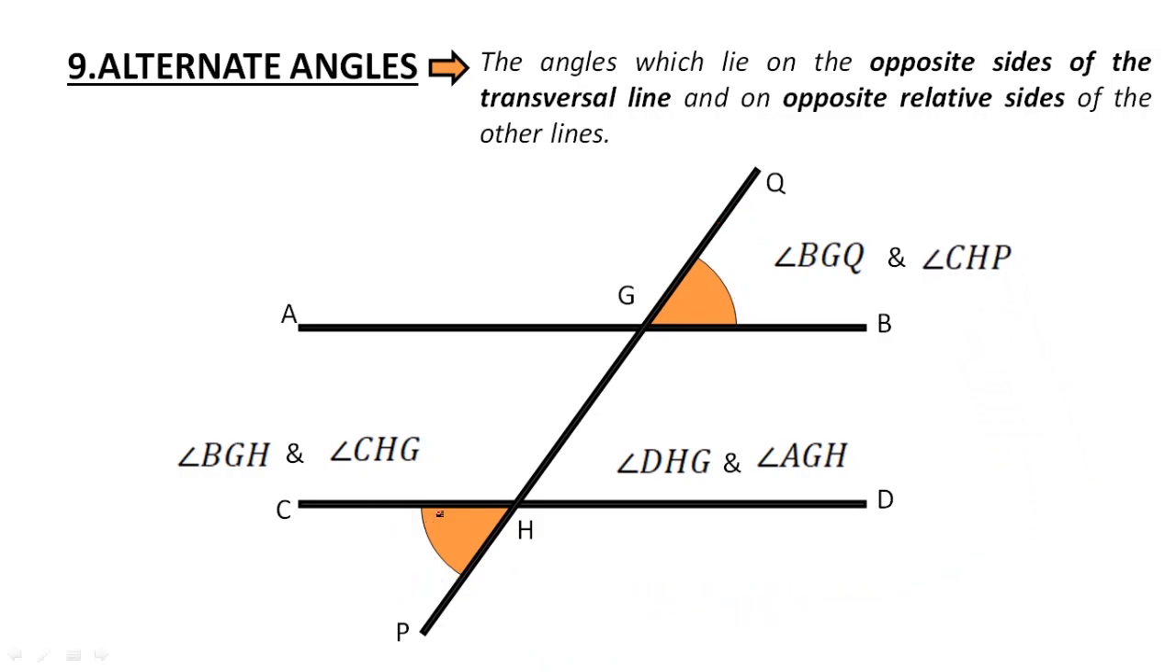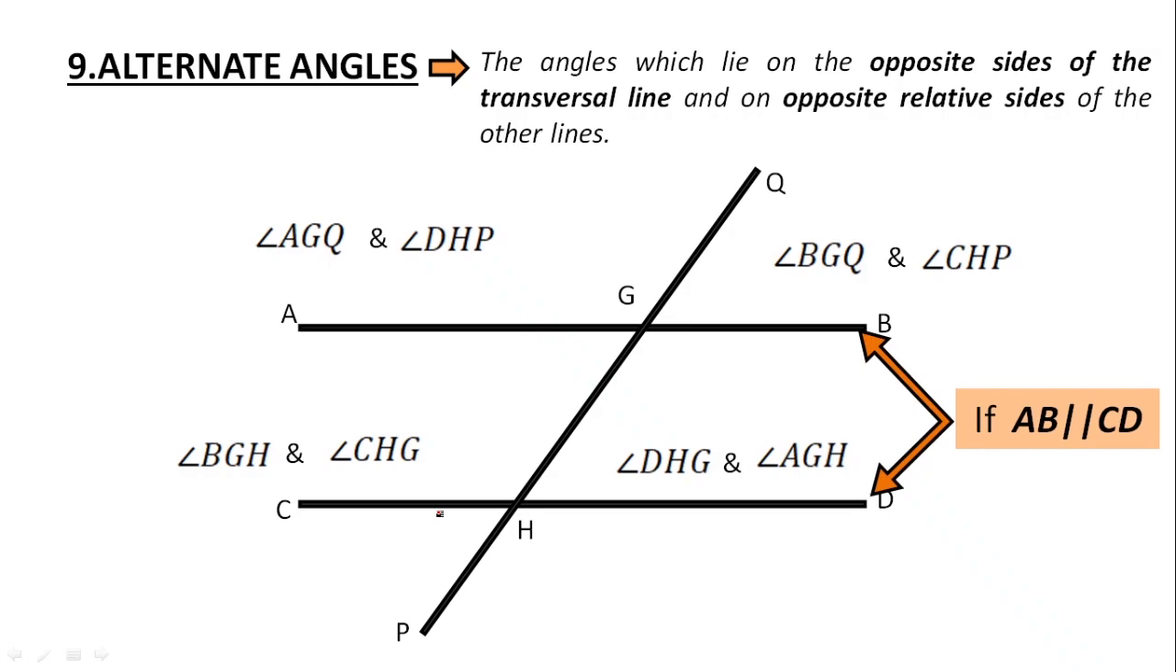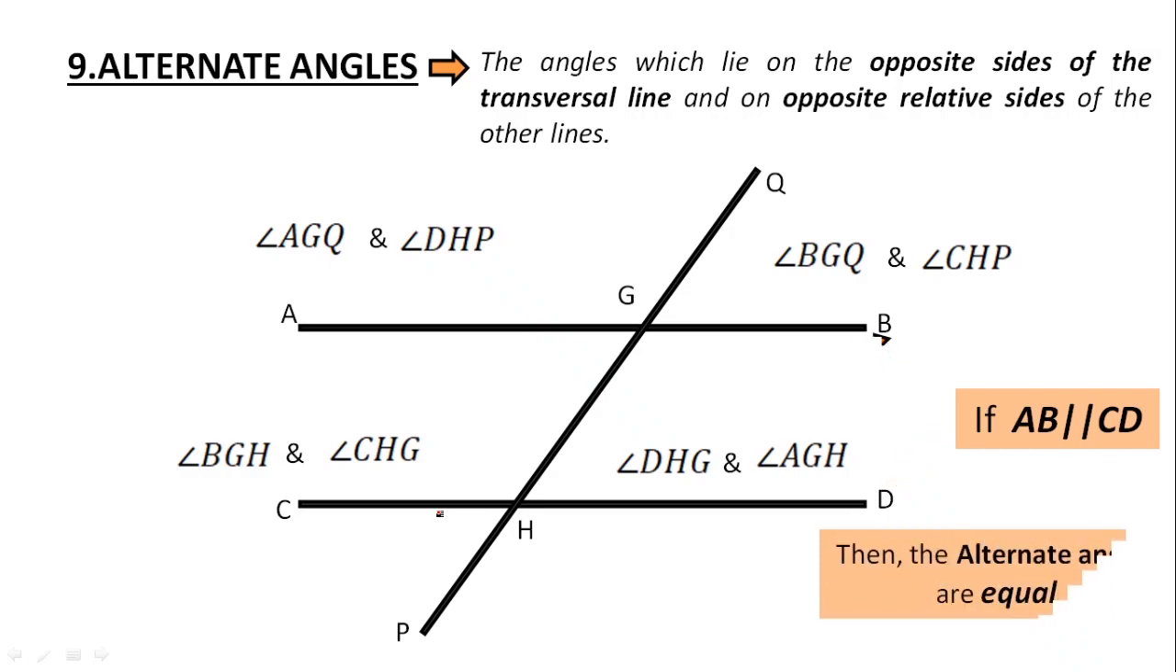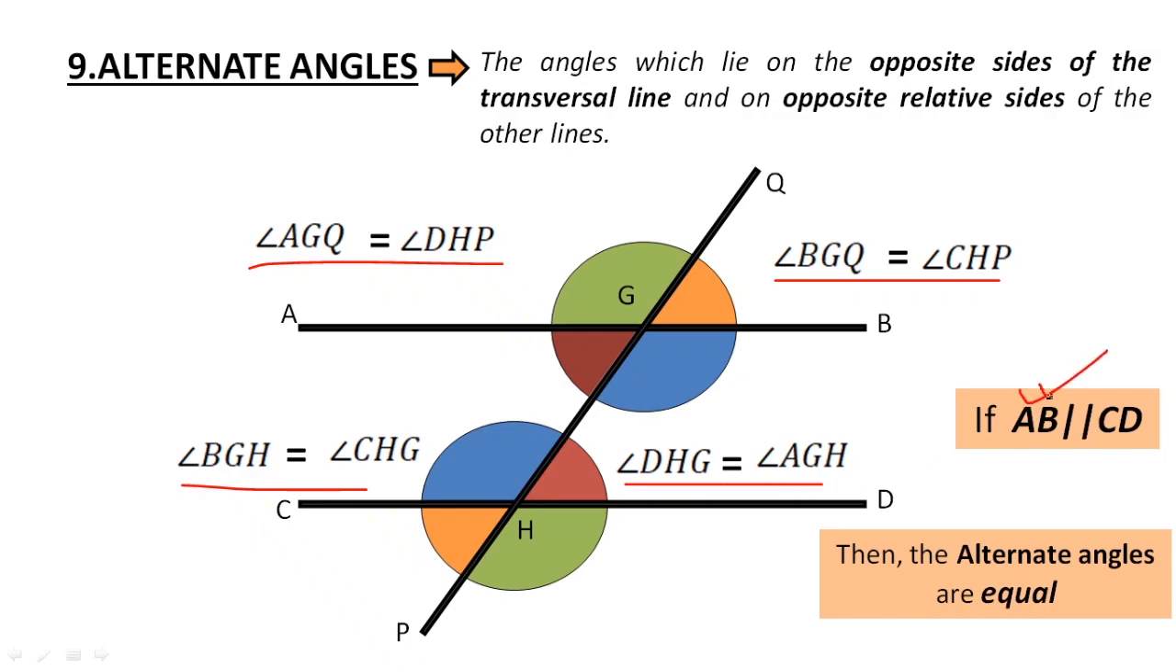And the last one is angle AGQ and angle DHP. They are also alternate angles. So here also, what happens if AB is parallel to CD? The same thing here also, the alternate angles will be equal. So this will be equal, this will also be equal, and this will also, all the pairs will be equal. That is only if AB is parallel to CD.